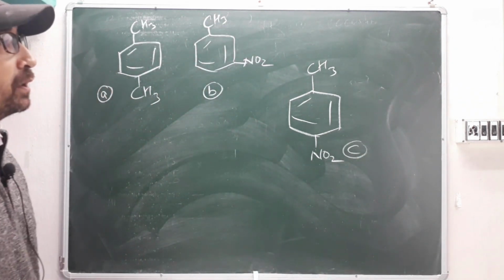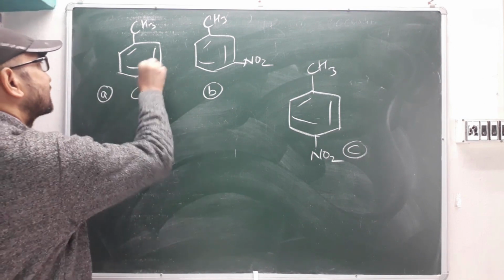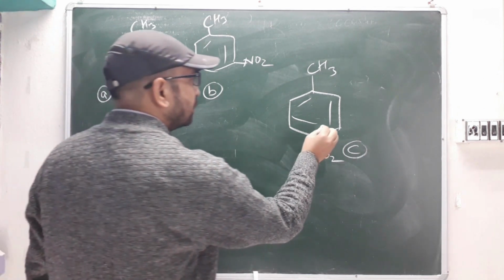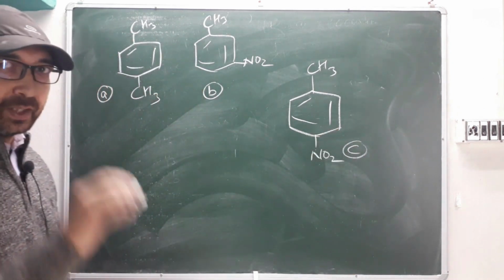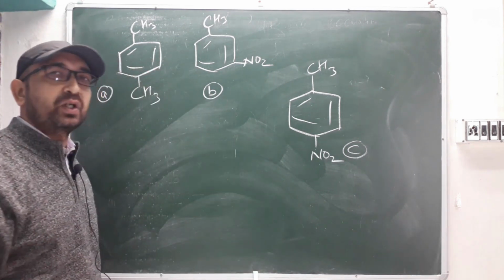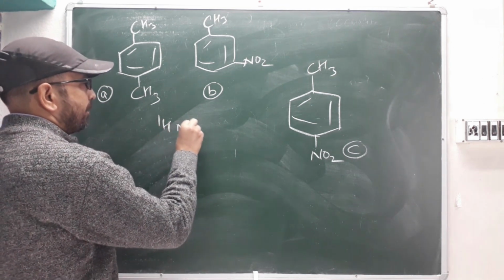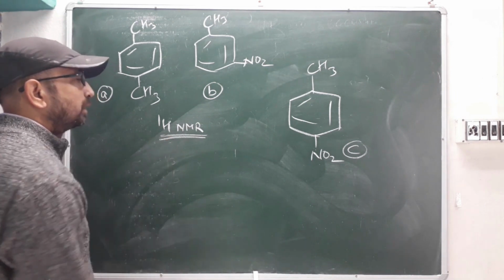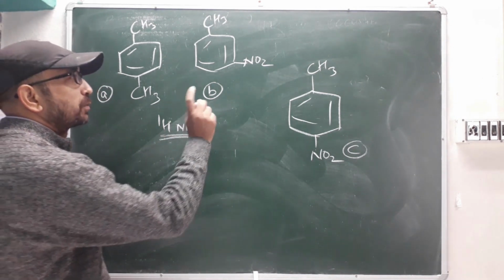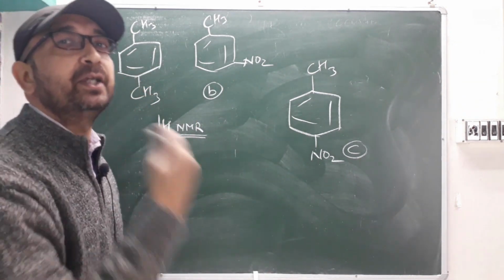So how many types of magnetic equivalent means how many types of protons are present. For this compound, how many types of protons are present? For this compound, how many types of protons are present? For this compound, how many types of protons are present? You just comment it. I'll see whether you are going in the right direction or not. And we are talking about proton NMR. Tell me how many types of protons are present in A, in B, in C. That we call magnetic equivalent protons.